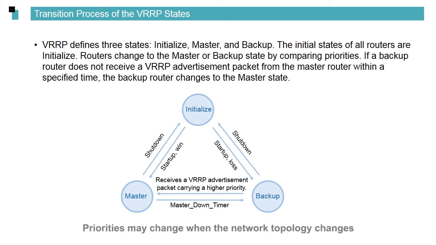Priorities may change when the network topology changes. In this case, the master and backup roles may change. If the network topology changes, VRRP detects the change and automatically decreases the priority of the master router so that a backup router plays the master role.